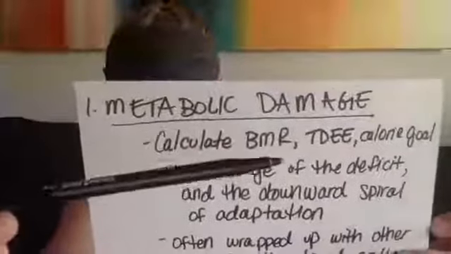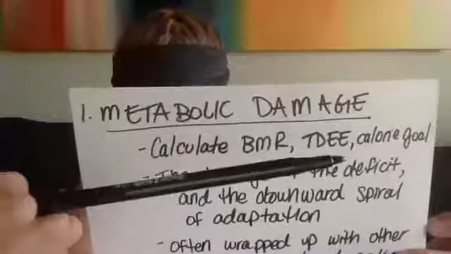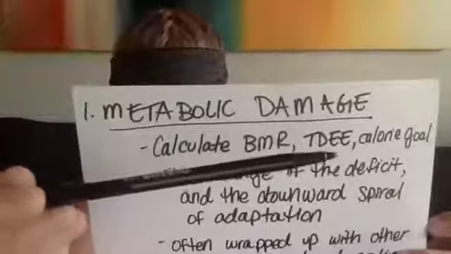All right, so looking here, the first bullet point that I've got under metabolic damage is we need to calculate BMR first, and then total daily energy expenditure, TDEE, and then we're going to set the calorie goal. So let's start with BMR, not to be confused with BMI. BMI is body mass index.